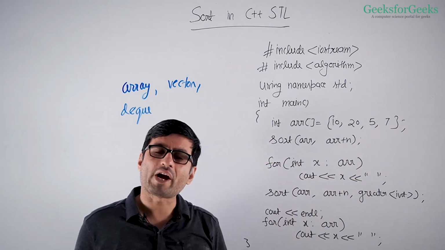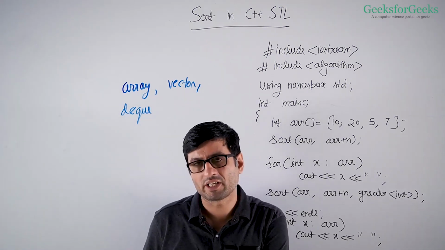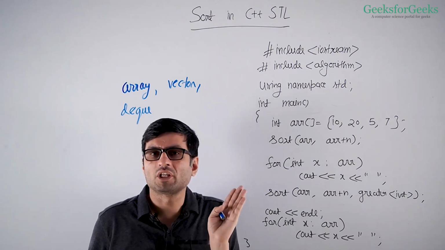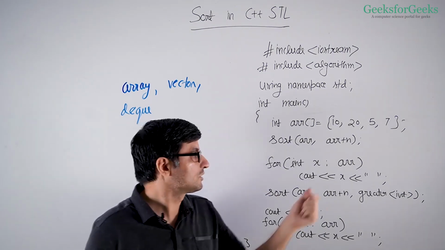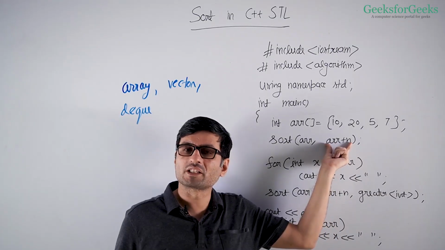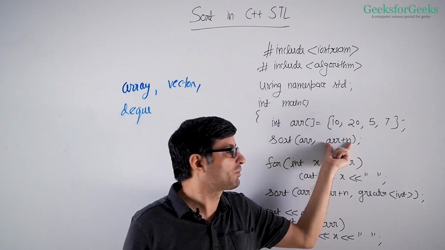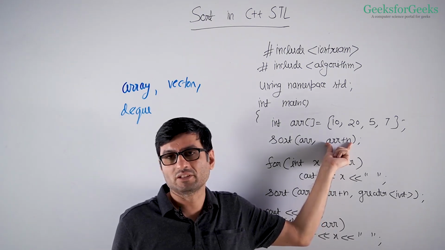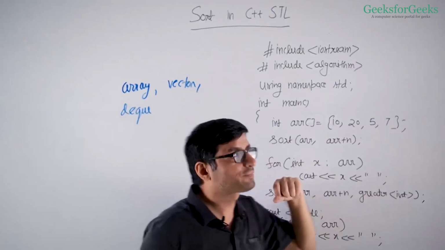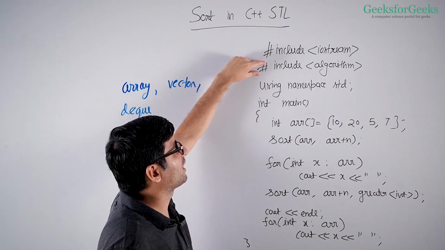If you talk about vector and deque, it's going to be v.end, because it gives you an iterator pointing to an element beyond the last element. That is why for arrays, we do not pass array plus n minus 1, because that will give you the address of the last element. But we pass array plus n. That gives you the address of an element beyond the last element. This sort function is defined in the algorithm library.